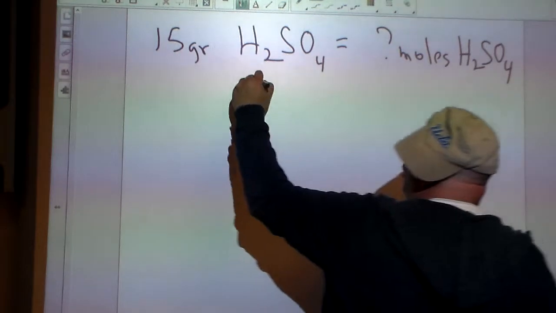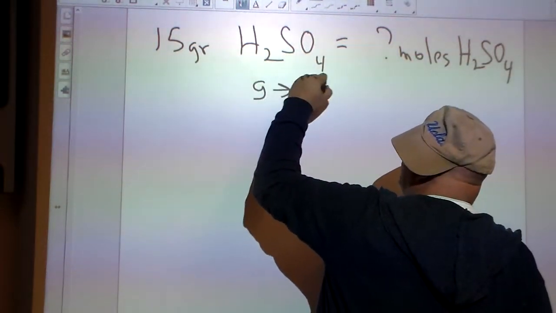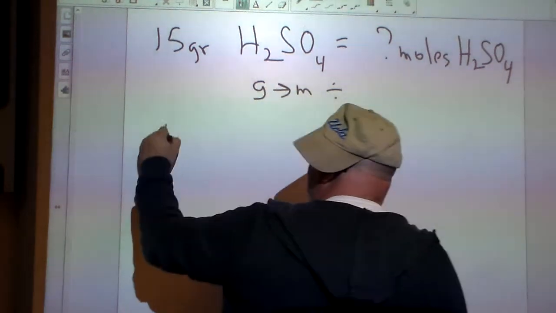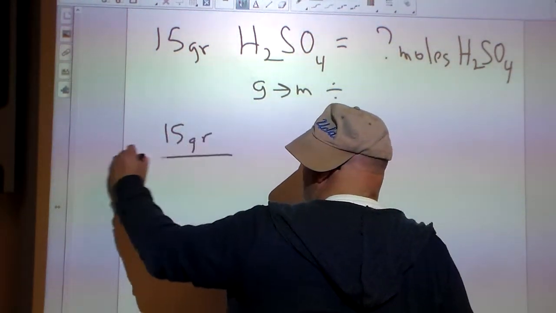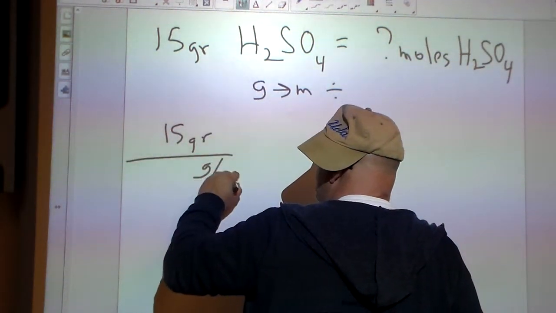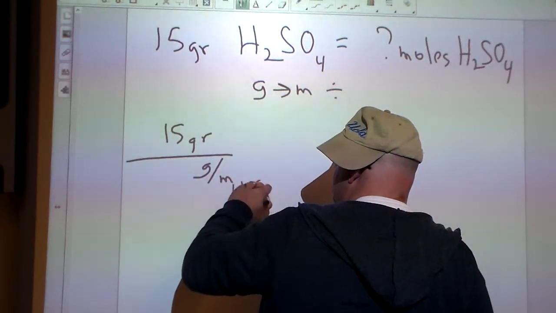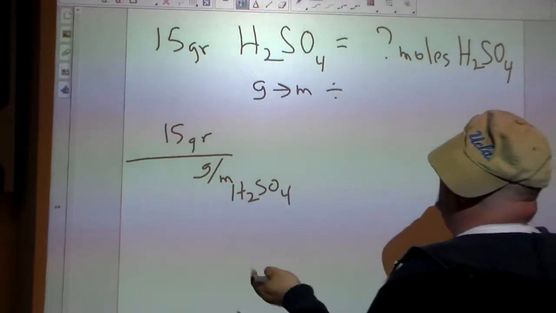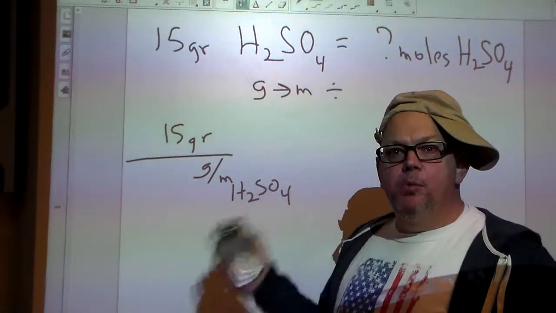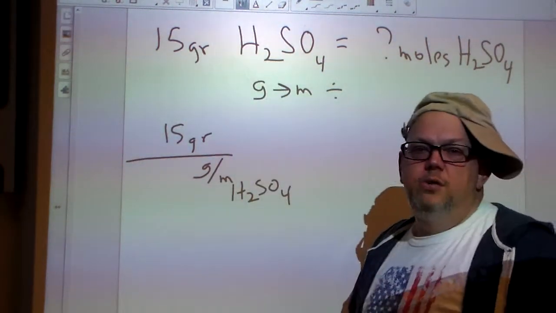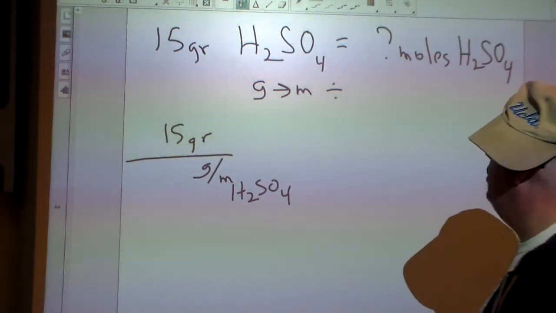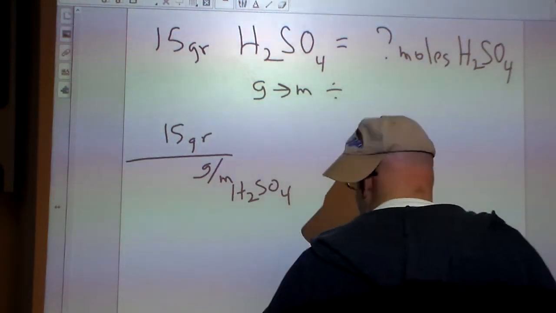Well, again, if we go from grams to moles, we're going to divide. So that means we're going to have 15 grams divided by however many grams there are in a mole of H2SO4. Now, we go back. How do we figure the grams per mole of H2SO4? Well, we have our periodic chart that we can refer to. So let's take a look at this.